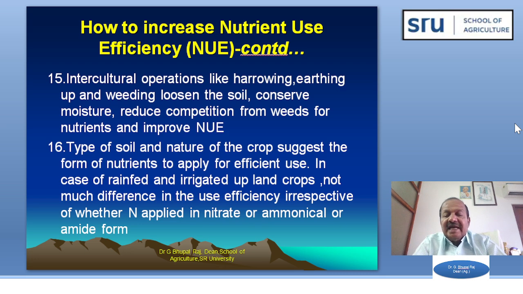Agricultural operations like harrowing, earthing up, and weeding loosen the soil, conserve the moisture, and reduce the competition from weeds for nutrients and improve the nutrient use efficiency. Type of the soil and nature of the crop suggest the form of nutrients to apply for efficient use. In case of rain-fed and irrigated upland crops, there is not much difference in use efficiency, whether the nitrogen is applied in nitrate, ammoniacal or amide form.